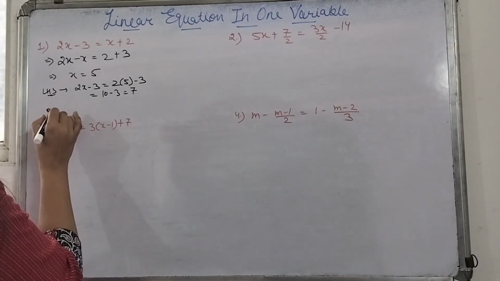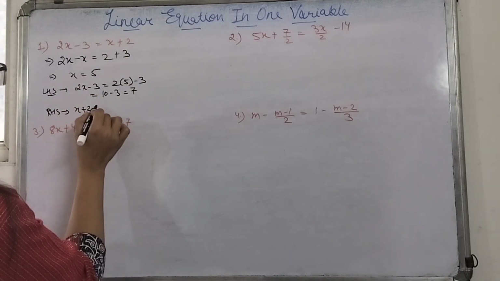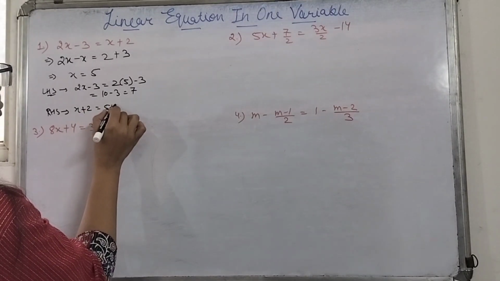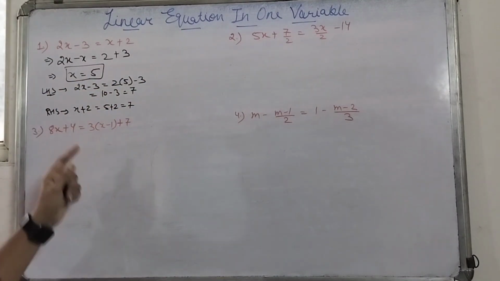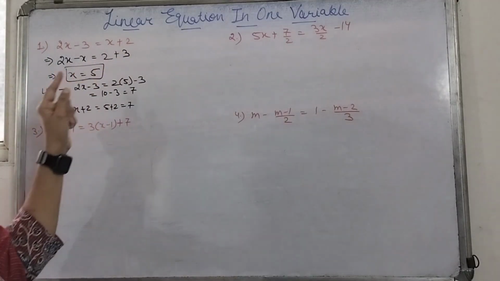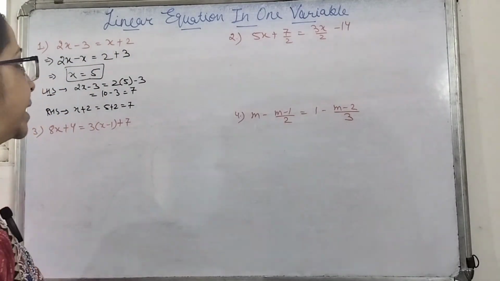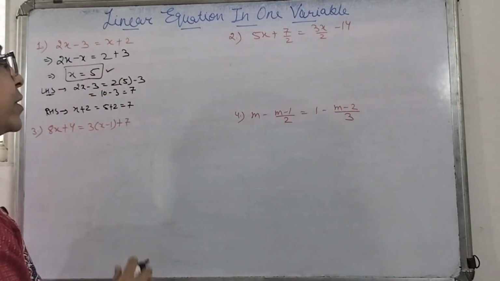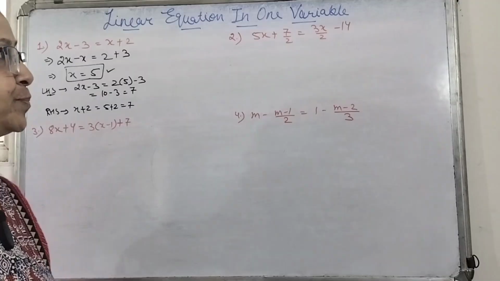Now take the RHS part. RHS is x plus 2. Now keep x equal to 5. So 5 plus 2 will be 7. So when we keep x equal to 5 in the LHS and in the RHS, the values of LHS and RHS become equal. That's the reason x equal to 5 is the solution of the equation, or the root of the equation.